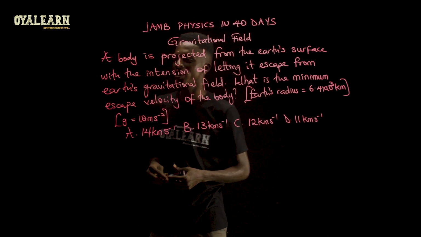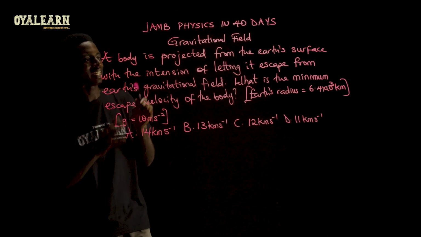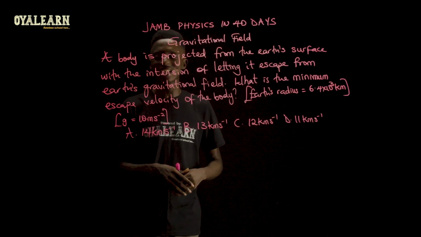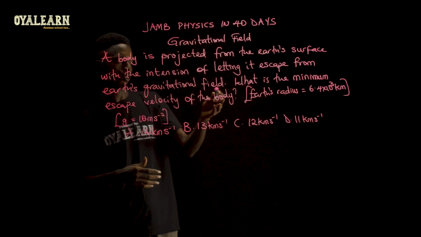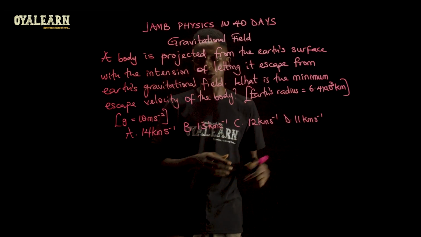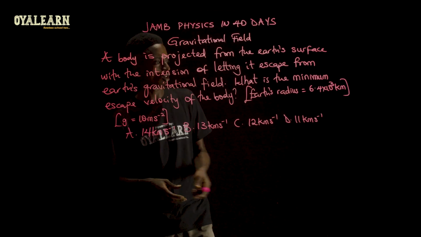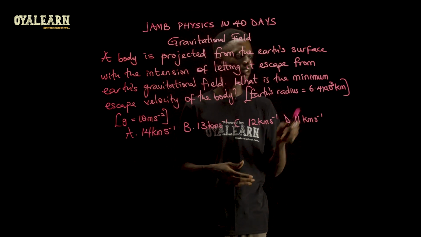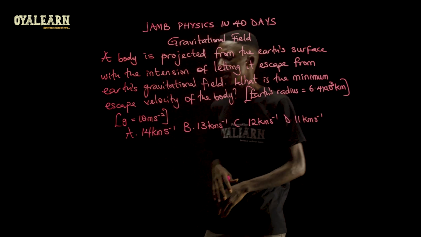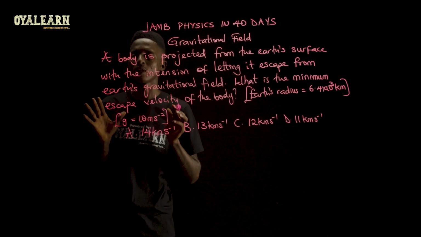Now this question says, a body is projected from the Earth's surface with the intention of letting it escape from Earth's gravitational field. What is the minimum escape velocity of the body? Then we are given two hints. We are to take Earth's radius as 6.4 times 10 raised to power 3 kilometers, while we are to take gravitational acceleration as 10 meters per second squared.